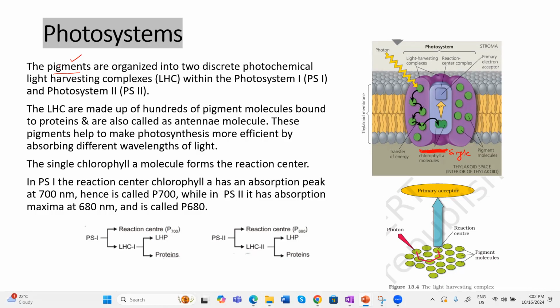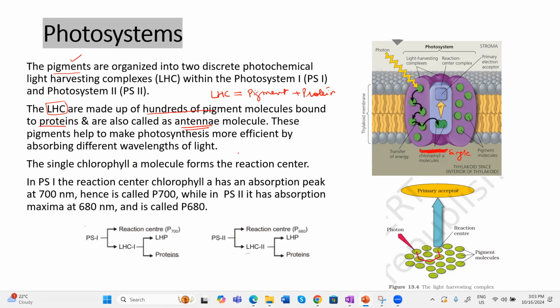So what will the light harvesting complex have? It will have hundreds of pigment molecules which are attached to protein. It means the light harvesting complex has many pigments, and these pigments are attached with protein. Clear? And these pigments are known as antenna molecules. Their work is to increase the efficiency of photosynthesis by absorbing different wavelengths.